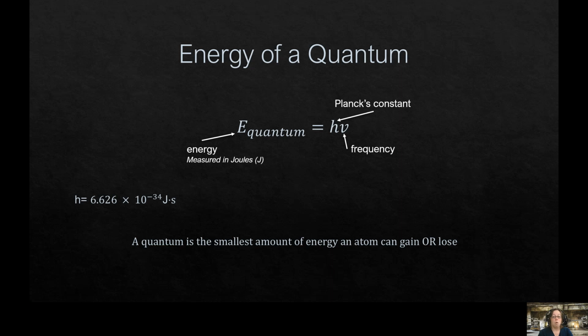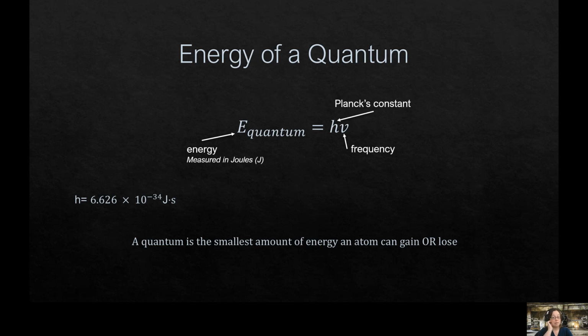Now, a quantum is the smallest amount of energy an atom can gain or lose, and this should look kind of familiar. So the energy of a quantum is set up the same way, except that on the left side, instead of speed, we have energy measured in joules. And on the right side, we have Planck's constant, which you should have looked up for your vocabulary, and the frequency. So Planck's constant is 6.626 times 10 to the negative 34th power joules per second. So joules is a capital J, right? And then the little dot means times or per, and then second is s.